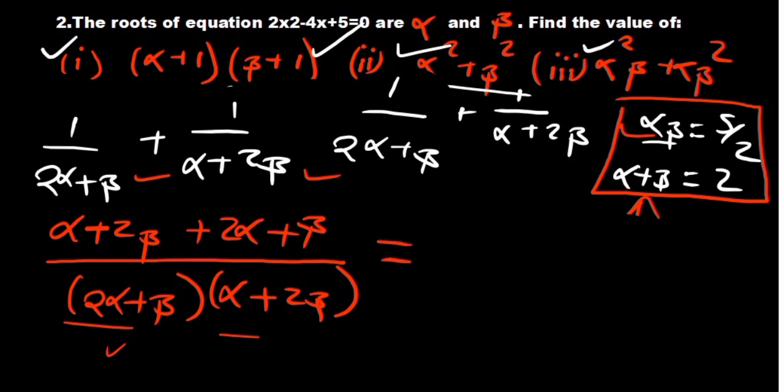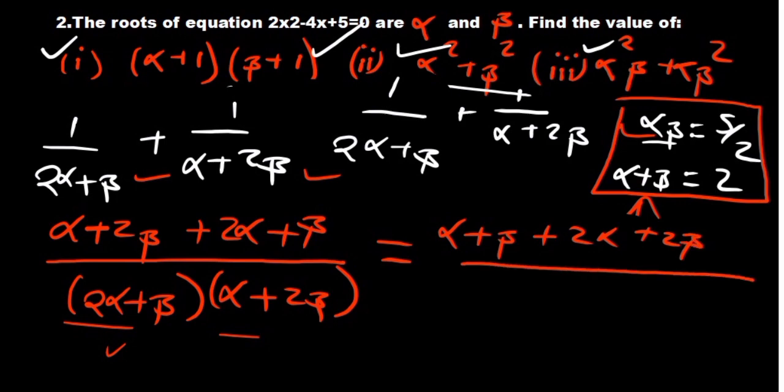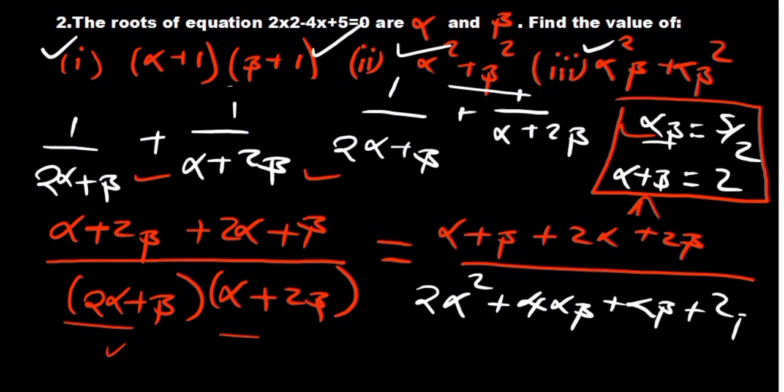Okay. So from there, what do we have? We now have alpha plus beta. Then we have 2 alpha plus 2 what? 2 beta. On the denominator, if you expand, 2 alpha by alpha is going to be 2 alpha squared. Then 2 alpha by 2 beta is going to be 4 alpha beta. Then beta by that is going to be alpha beta. Then that is going to be 2 beta squared. Okay, so we've just expanded that.